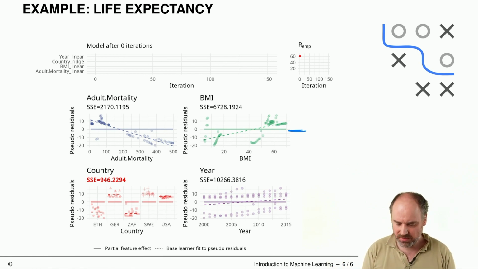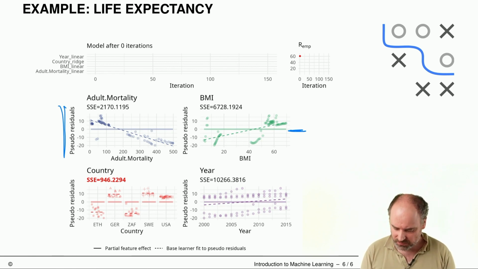And you can now see here the candidate models. First of all, you can see the pseudo-residuals here on the y-axis. And you can see which base learner, so in this case, I guess it's going to be mainly linear ones here that we are allowing ourselves to use.